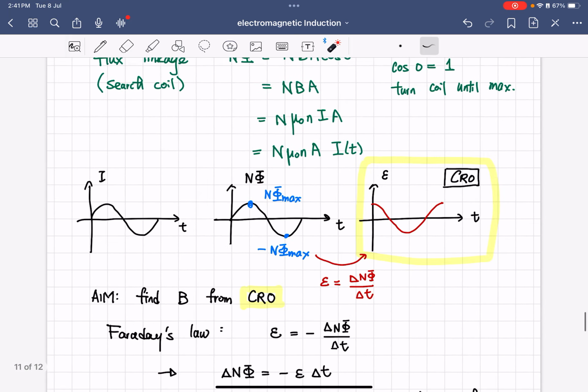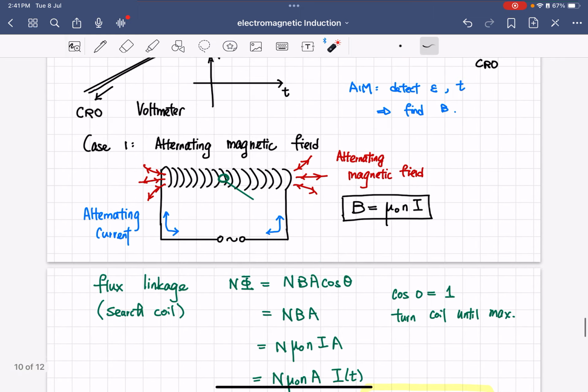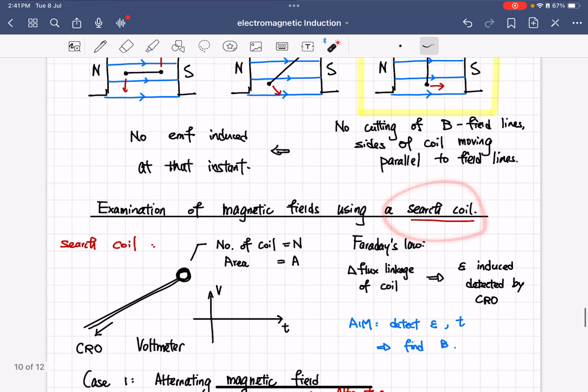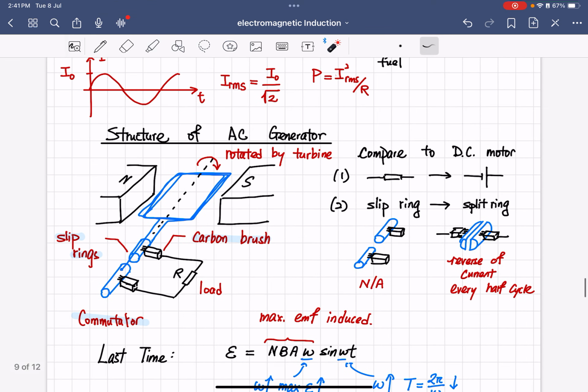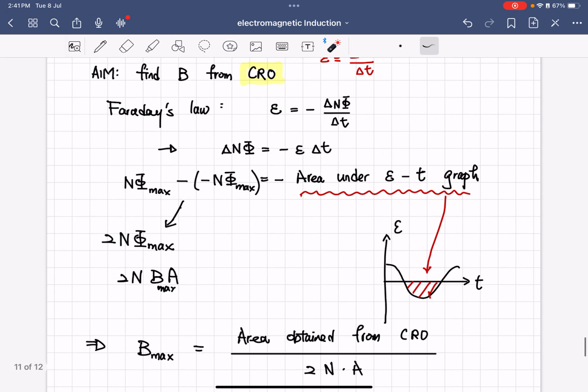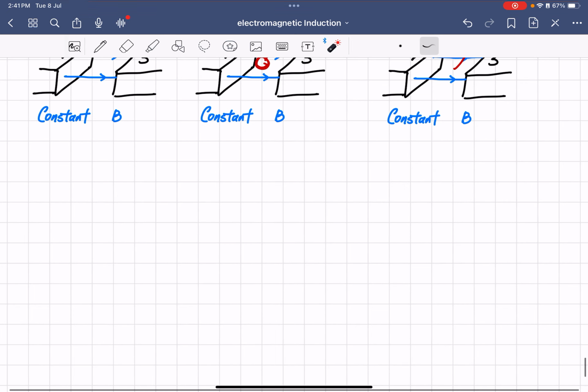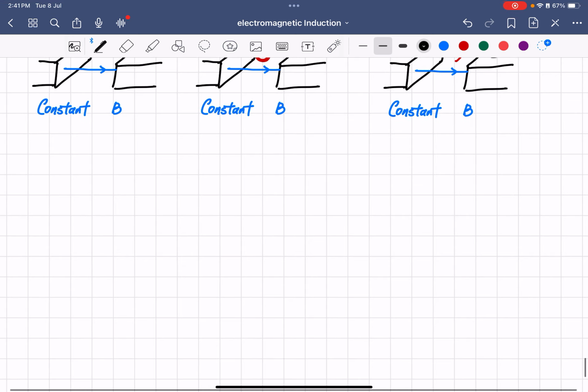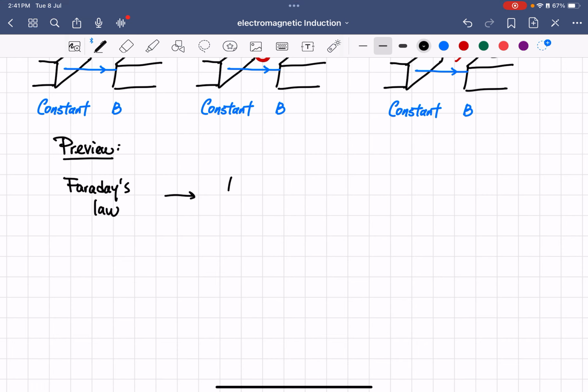Okay. So today we talked about the search coil, and more details on the AC generator. And for the next lesson, we need to talk about the transformer. And then that will end this chapter. So as a review, essentially what we're doing here is introducing Faraday's law. And we looked at one important application, the AC generator.